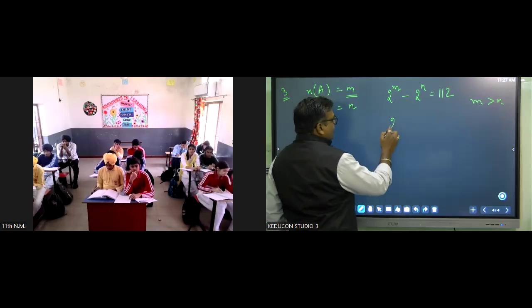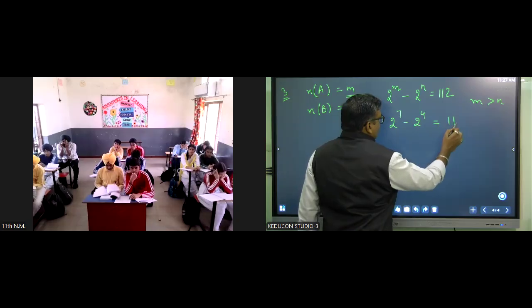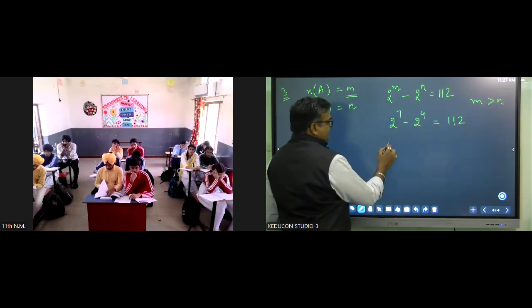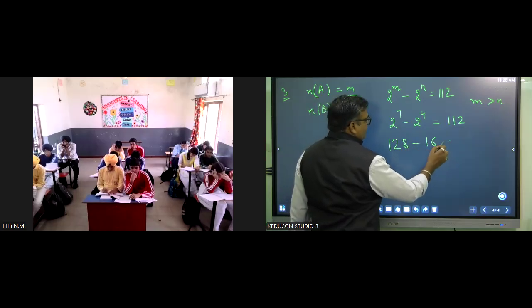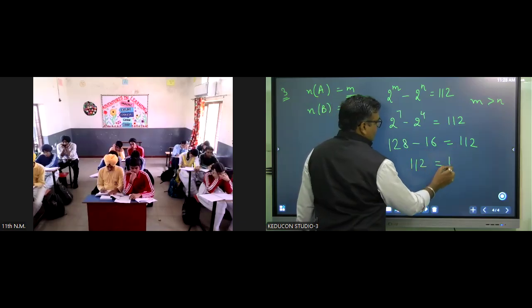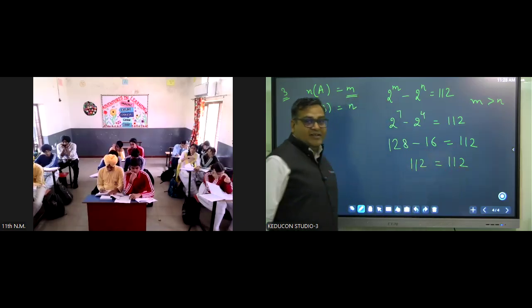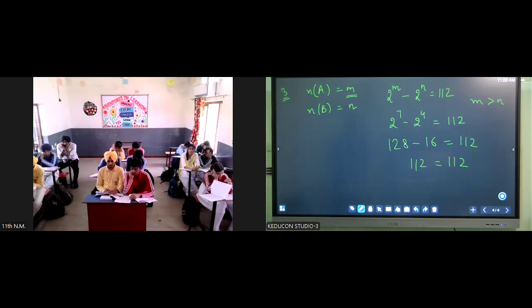If you take 2 raised to power 7 minus 2 raised to power 4, what is the value of 2 raised to power 7? 128 minus 16. So here they come out equal. Now both sides are equal. So the right answer will be 7,4. Is it clear? Yes. Any doubt बच्चों?